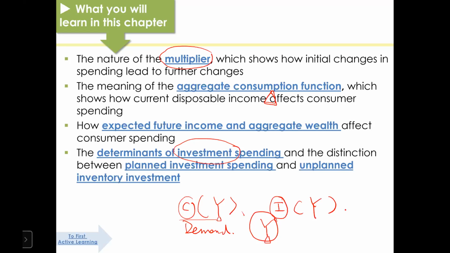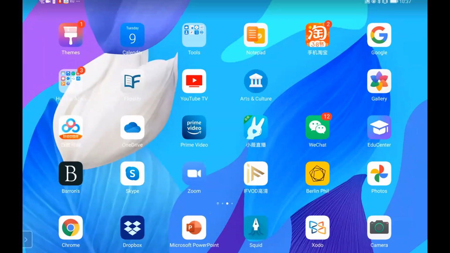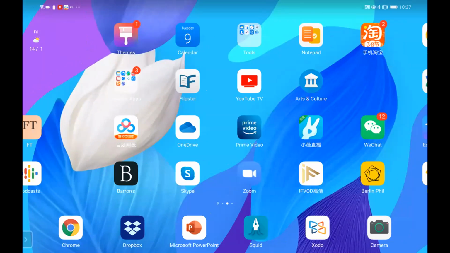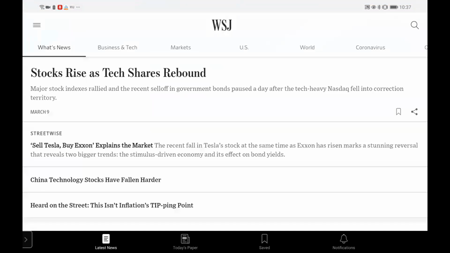All right. Okay. So before I show you the slides, maybe just show you the article. So you're going to see from today's newspaper, for example, the Wall Street Journal, right?